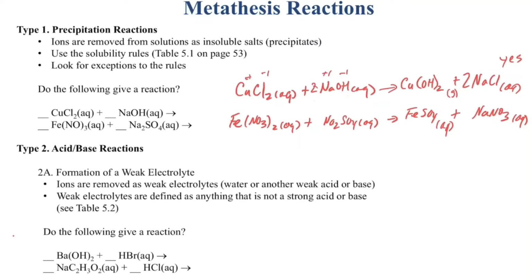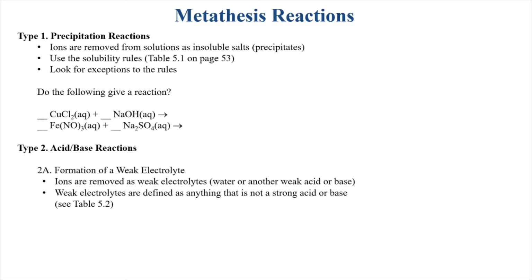So this was a bit of a trick, this one. In this case, because we start with aqueous products and we end with aqueous products, all the same ions in solution, basically they're all spectator ions, this one is going to be a no reaction. So that's how you would go about doing precipitation reactions.